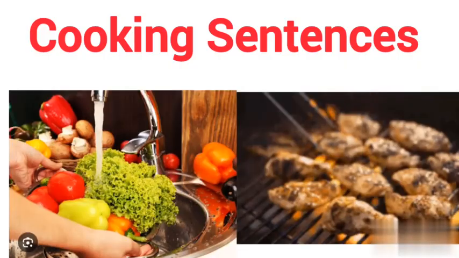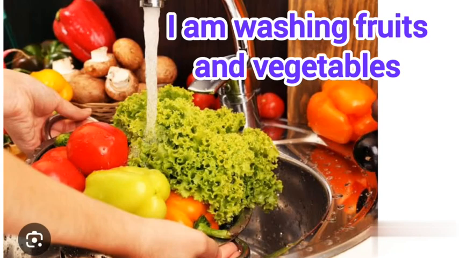Dear friends, today we are going to learn cooking sentences. Let's start. I am washing fruits and vegetables. I am washing fruits and vegetables. Again, I am washing fruits and vegetables.